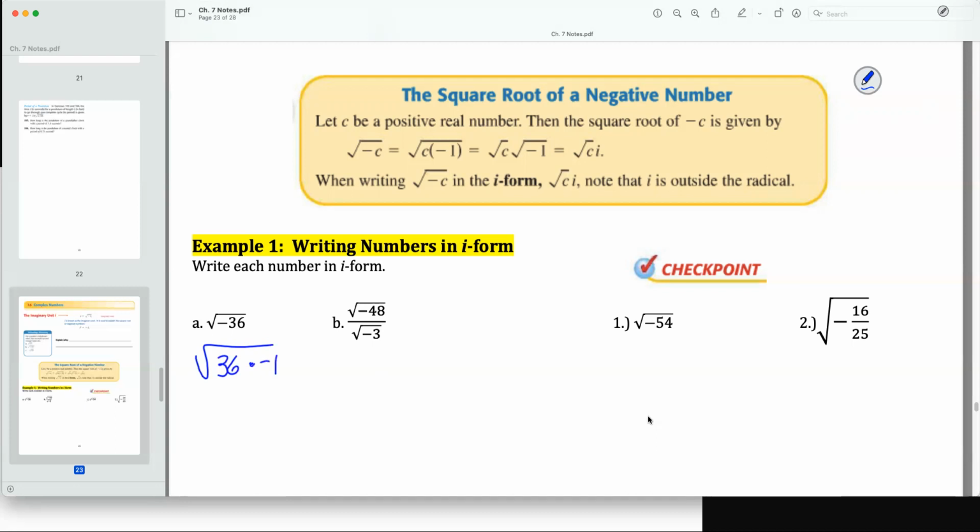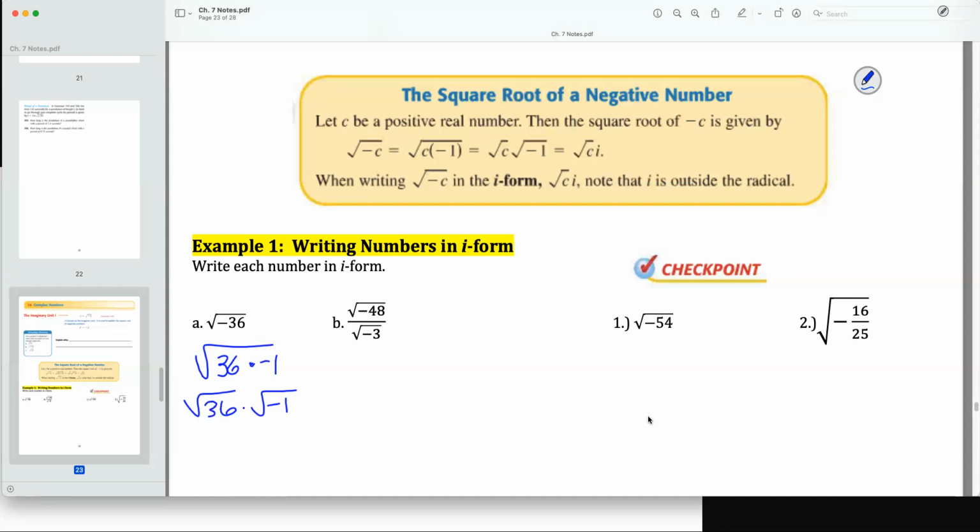So we can break it up so that we can write it into this new form, which is the imaginary number form. Technically, the square root of 36 times -1 is the same thing as the square root of 36 times the square root of -1. Do you have to show that work? No, I'm just showing it to you now so you can really see it.